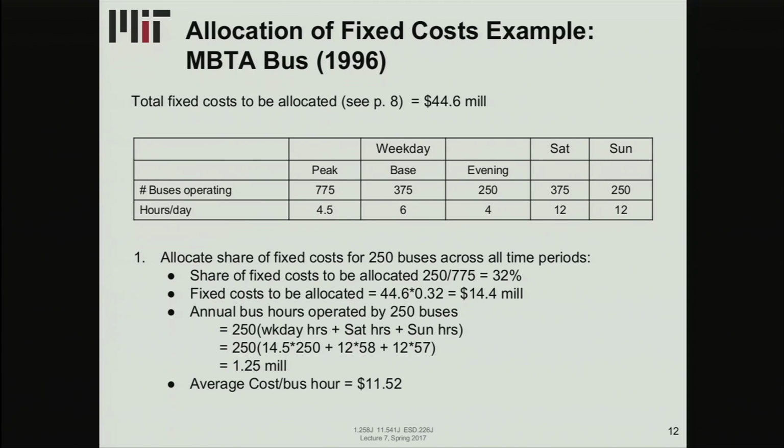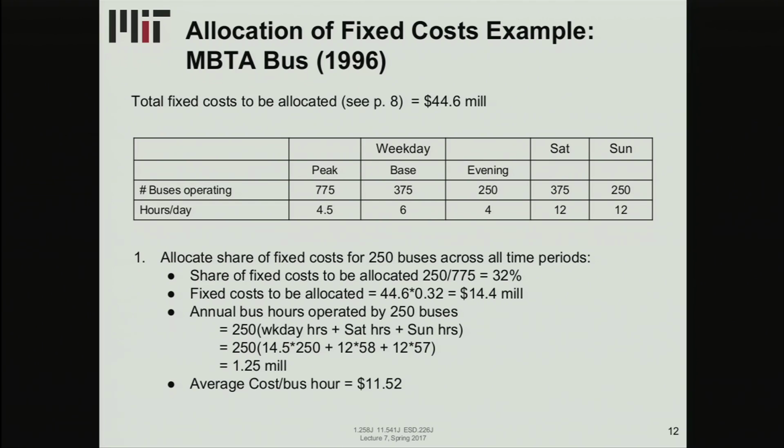And how many bus hours are operated in the whole year? Well, there's 250 buses, and we want to add up the hours operated during weekdays, during Saturdays, and during Sundays for the whole week. So there are roughly 250 weekdays in a year, 58 Saturdays and 57 Sundays. Those add up to 365 days. And there are 14.5 hours during the weekday and 12 on the weekends. So we add those up, we multiply by the number of buses, and we get 1.25 million bus hours for the whole year.